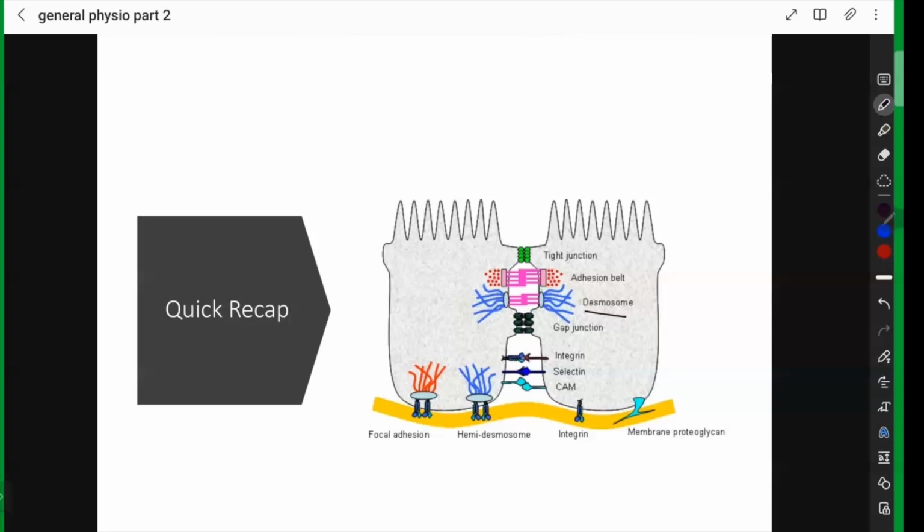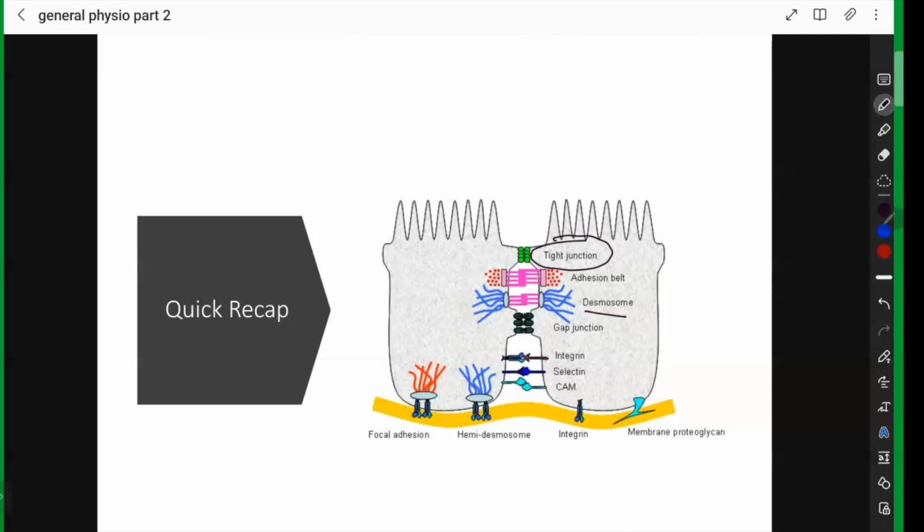Tight junctions are responsible for the resorption of magnesium ion. Very, very important. This is not going to allow your paracellular transport mechanism. So here you have your tight junction, then you have your adherens junction, then you have your desmosomes.